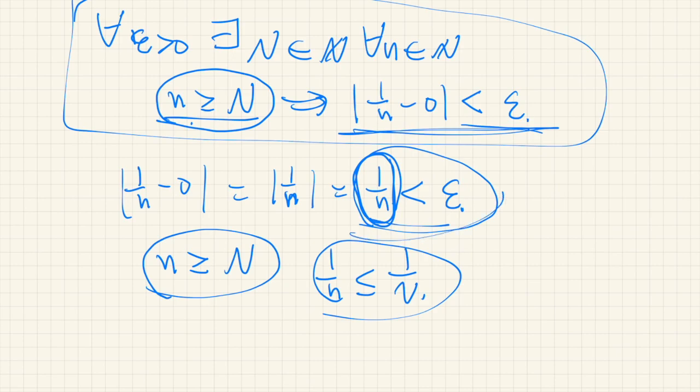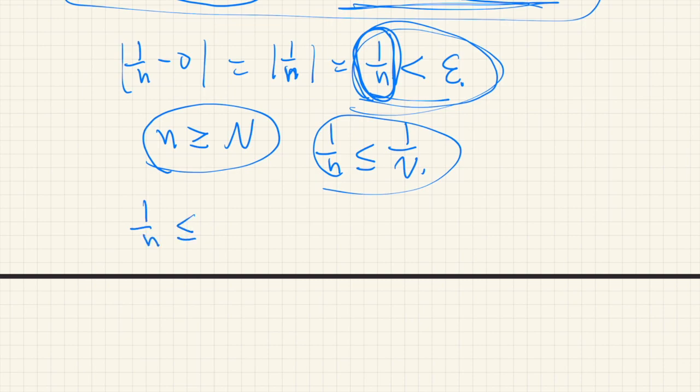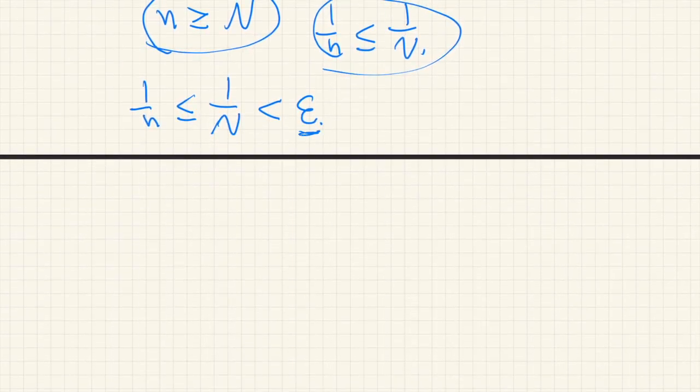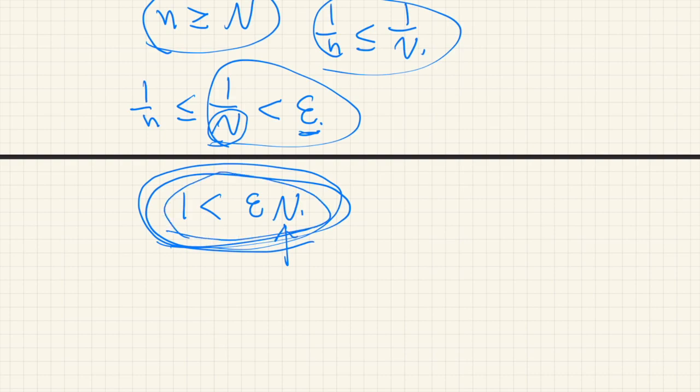Okay, let's combine this and this. So that means 1 over n is less than or equal to 1 over capital N, and this should be less than epsilon. Okay, so the problem is finding this N. This epsilon can be anything as long as it's positive. How can we find this N? So from this inequality, we have 1 is less than epsilon times N. So if we can prove that we can always find some N such that this inequality holds, then we are done.